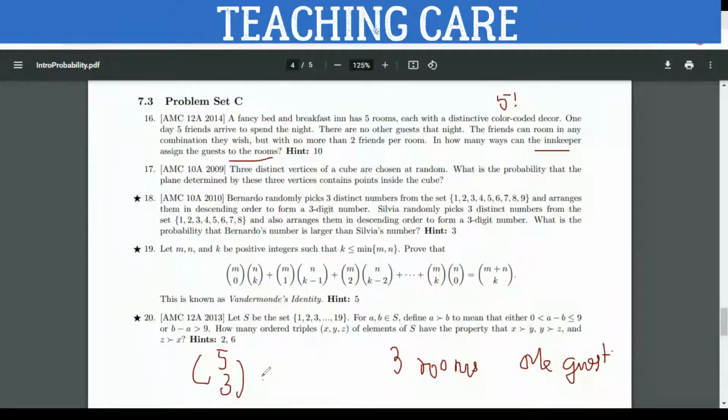Okay, let me think of another way. Just give me a quick second. It says no more than 2 friends per room. Yeah, we have to think it and see. Here we can work it in reverse order and see. Determine how many combinations there are in which more than 2 friends can be in at least 1 room. So I will do it like this. Instead of calculating here, I will do it on the whiteboard and show.